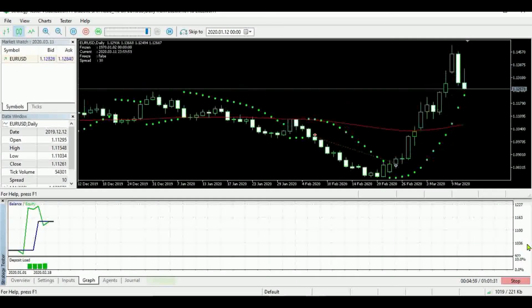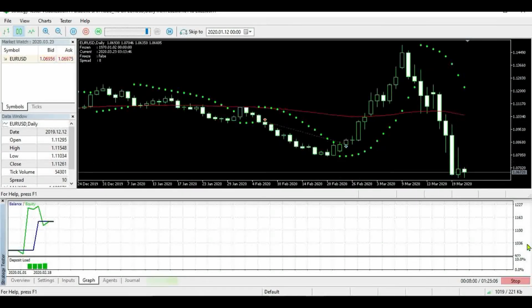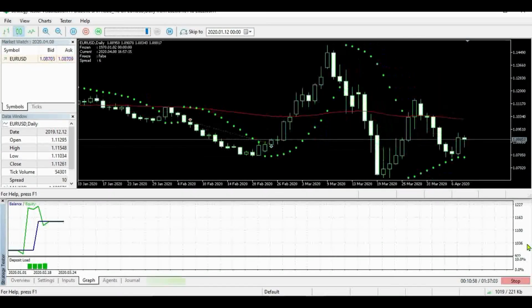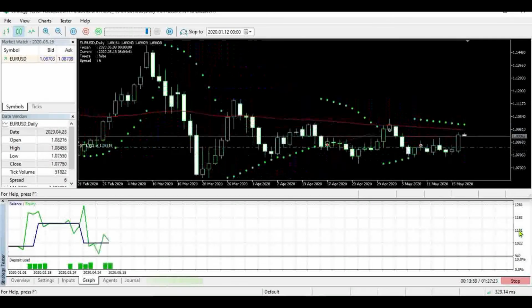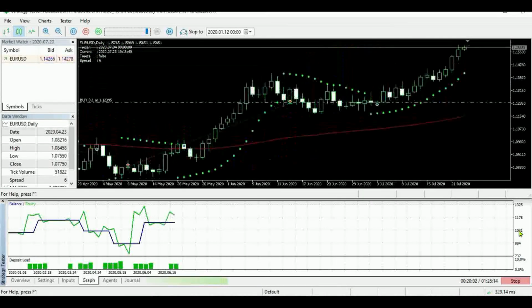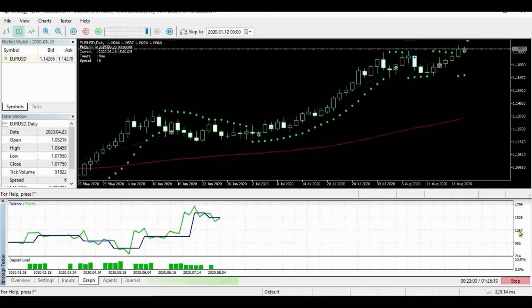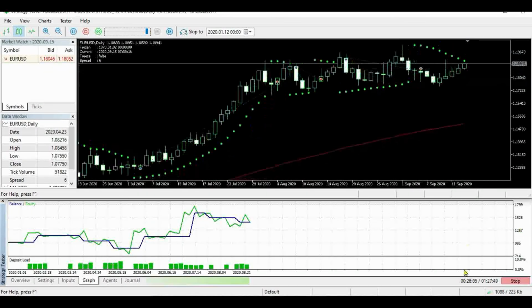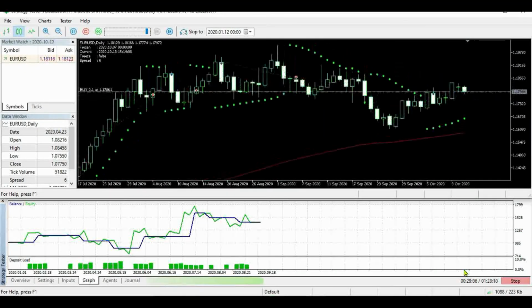After I finish the code, now I do a backtesting on a daily chart with the period starting from January 1, 2020 to May 17, 2022. Now you can see on the second window there are two lines which represent my balance and equity movement progress.